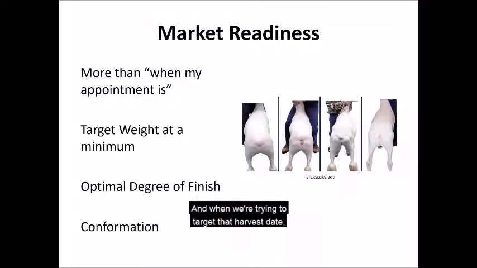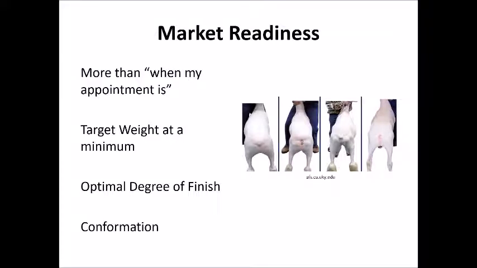And when we're trying to target that harvest date, a target weight, I would say, is an absolute minimum. You need to have a scale. That weight is going to explain a lot of variation in the other traits. Next, an optimal degree of finish, which is mostly driven by fat, and also targeting that lamb at a point where its conformation is optimal to produce a quality product.